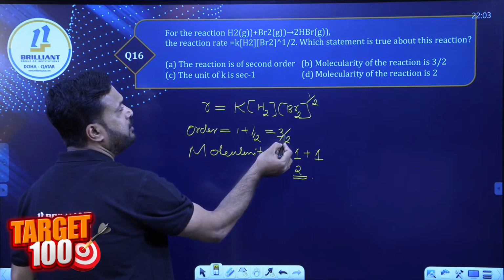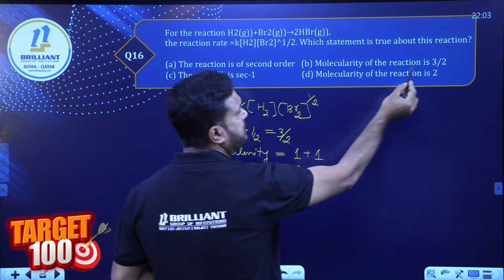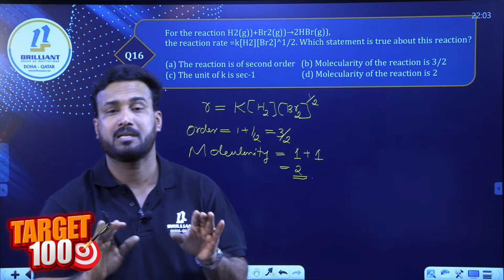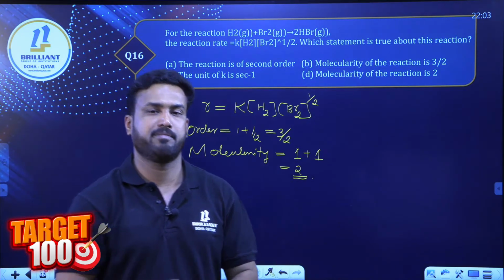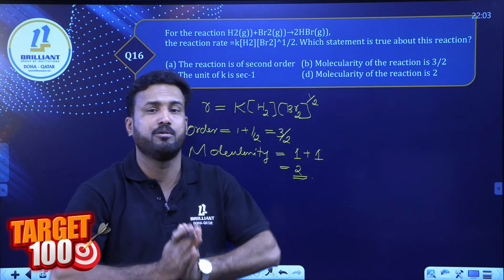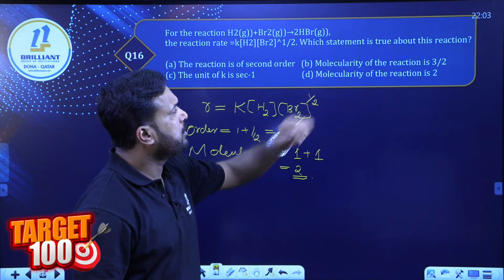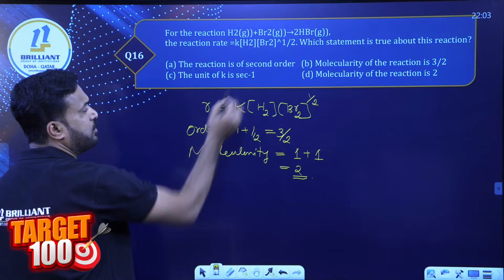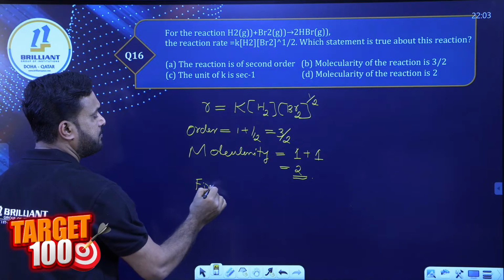It is 3 by 2, which means fractional order. Molecularity of the reaction is 3 by 2: wrong. Molecularity can never be fractional. Only order can be fractional. Molecularity is a theoretical value, because in a balanced equation there won't be any fractional value. Unit of K is second inverse: wrong. That is for first order only.